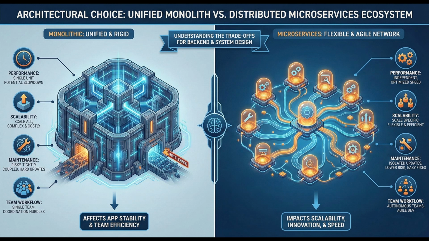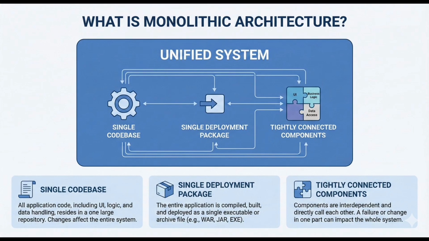All right, let's break this down in the simplest way possible. A monolithic architecture is basically one large application. All your features, login, orders, payments, analytics, live inside a single code base. When you deploy it, you deploy everything together as one package. Everything is tightly connected, almost like one big system that moves as a single unit.